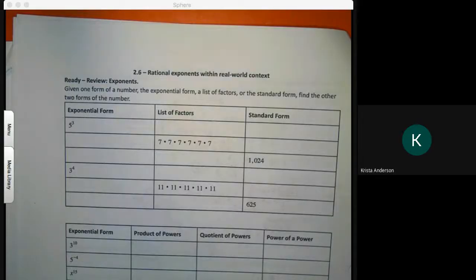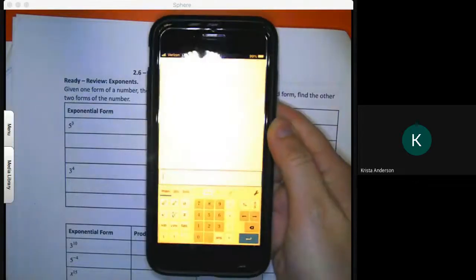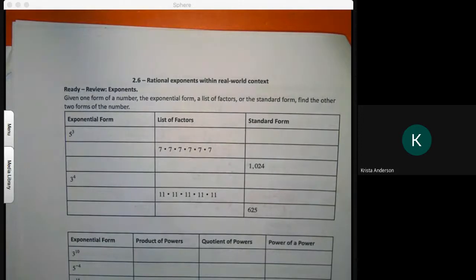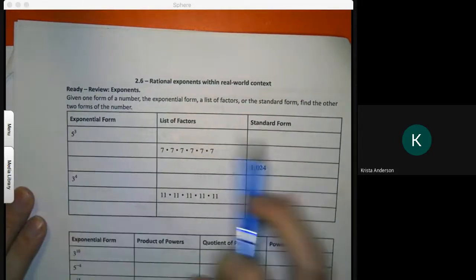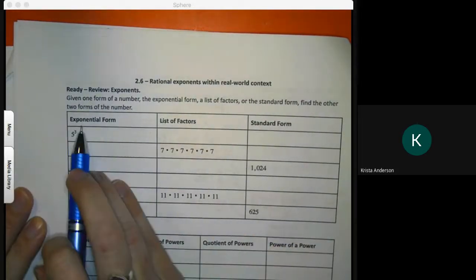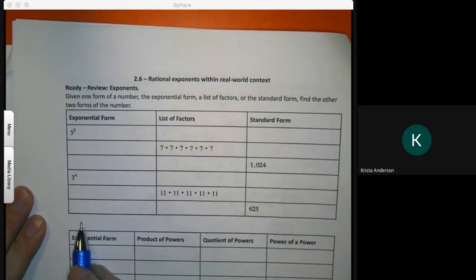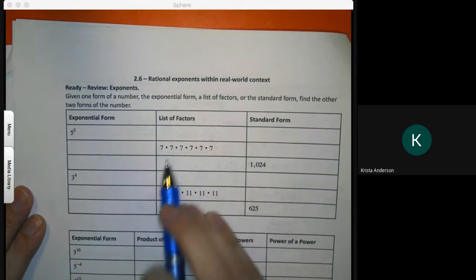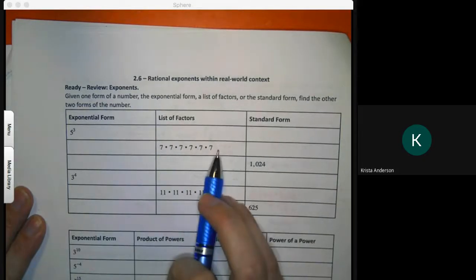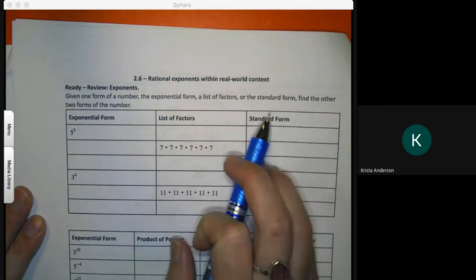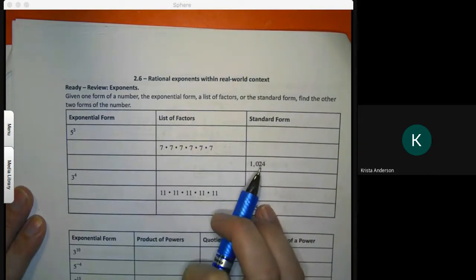I'm going to use Desmos for my calculator. Our first example, I'm trying to fill in this table. I have exponential form, where it is written with an exponent. I have the list of factors, where it is written out with how many there are for the base. Standard form is the overall value once you multiply.